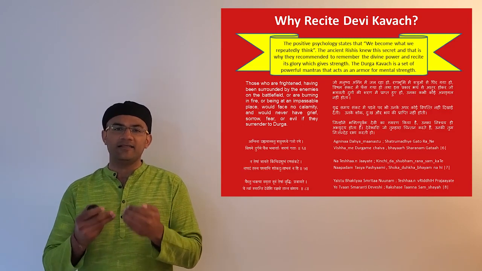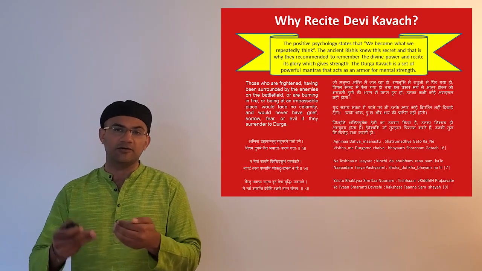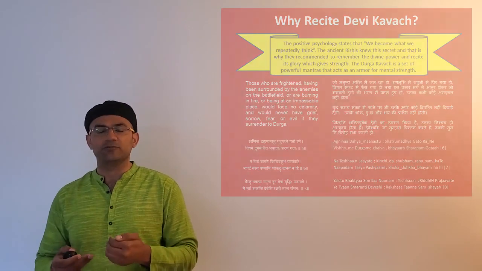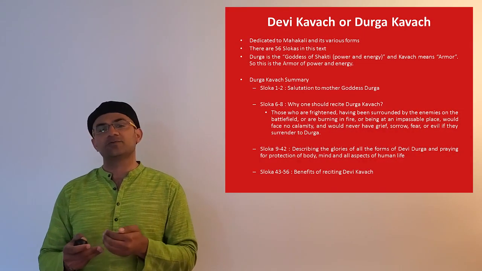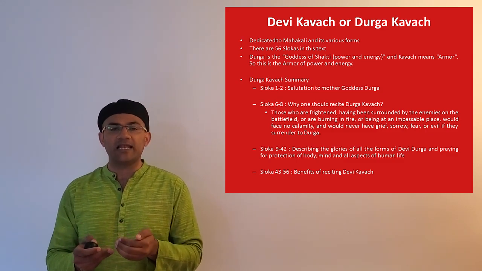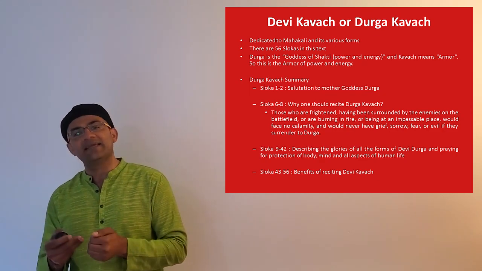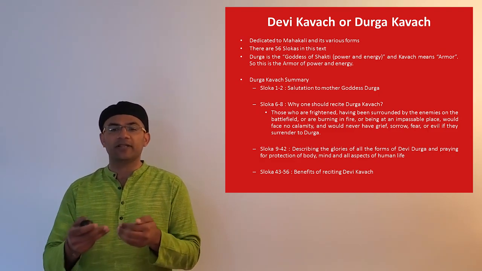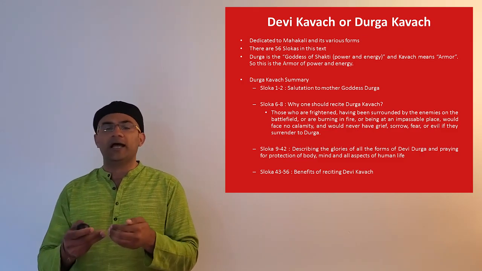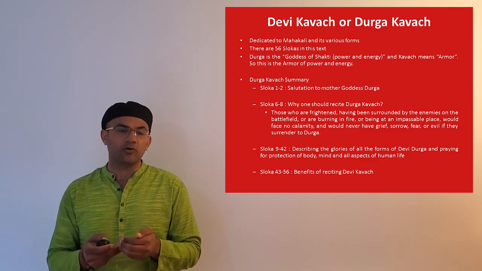So this is why this Devi Kavacham is a very powerful mantra, the Kavach, the entire text which goes with this. Now, what's in it? As we said, it's 56 slokas. So let's quickly review all the slokas in it. Sloka 1 to 2 is salutation to the Mother Goddess Durga. Sloka 6 to 8 simply defines why one should recite these slokas. As I said before, whenever you are in deep trouble and have a fear of death, in those moments of difficult time, you recite the Durga Kavacham.